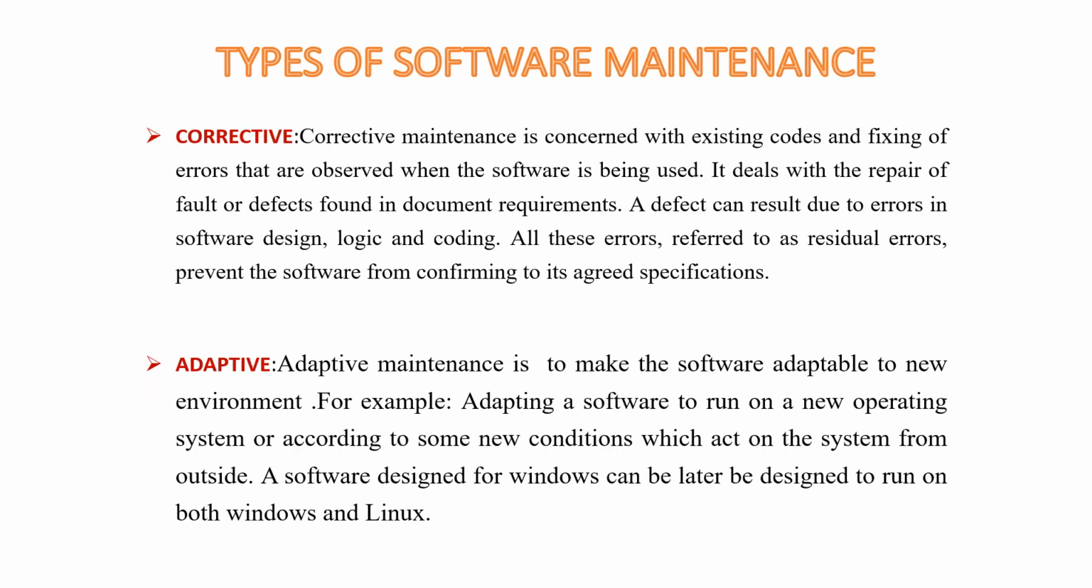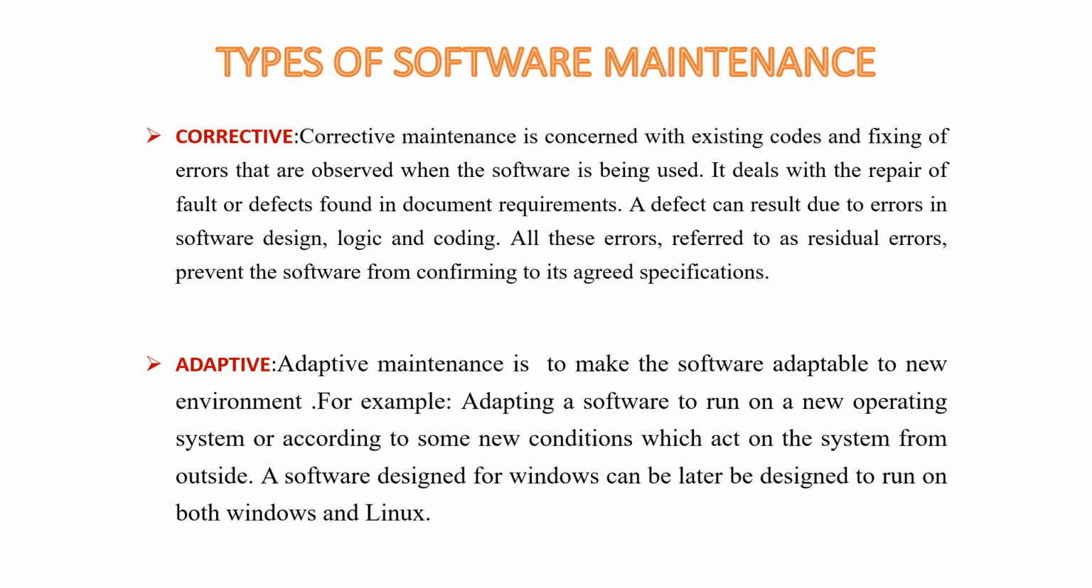We'll be seeing what are the types of software maintenance. The software maintenance consists of the first type, which we call corrective maintenance. Corrective maintenance basically deals with existing code and fixing the errors which are observed when the software is being used. When the software is being used, we get some errors, so we go and fix those errors. That is called corrective maintenance.